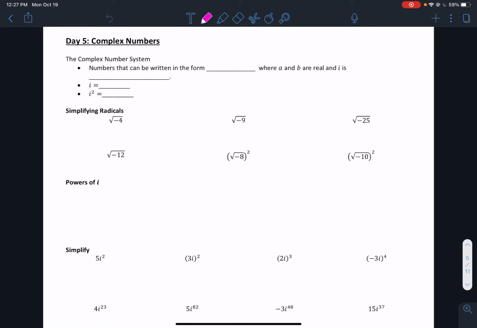Hello everybody, today this video is going to be on the basics of complex numbers. We're going to talk about how to simplify negatives under the radical, what i is, and how to simplify different expressions with imaginary numbers.